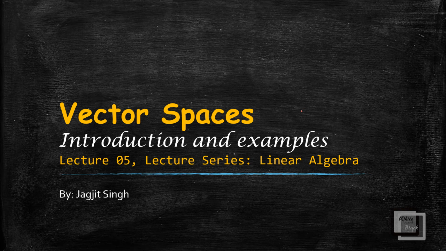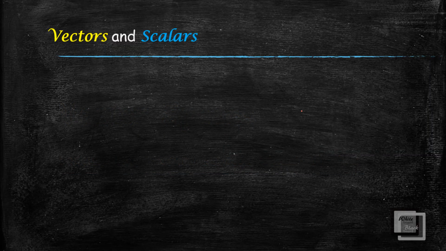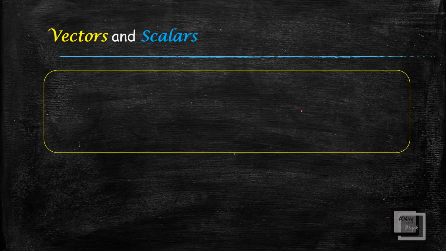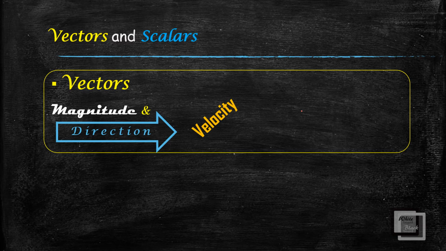Hello everyone, welcome back. Today we will learn about vector spaces with the help of examples. I assume that we all are familiar with the physical quantities such as vectors and scalars. Vectors are the physical quantities that possess both magnitude as well as direction, represented by arrows. Or we can say that these physical quantities have appropriate length and direction emanating from some given reference point O.